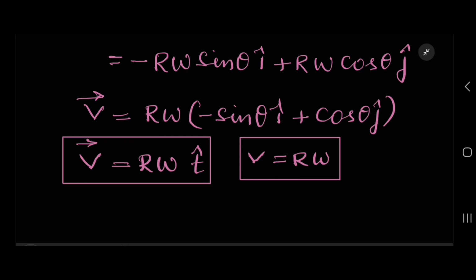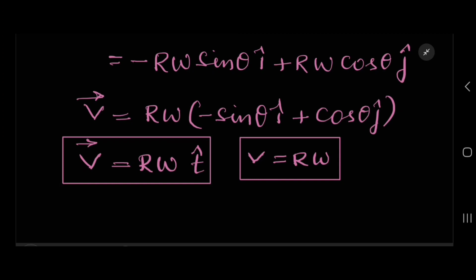This is a pretty famous equation. Anybody who is into physics knows this. v equals r omega is the equation relating linear speed and angular velocity of a particle executing circular path.